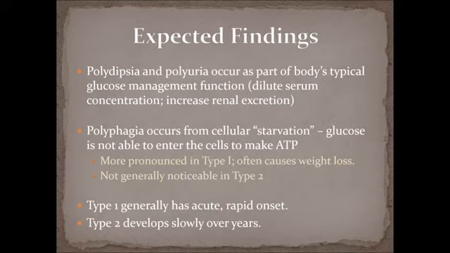Type 1, as I mentioned, generally has a very acute, rapid onset, whereas type 2 develops very slowly over the years. It is very insidious, which is why patients really need to have annual checkups. Part of that needs to be blood work so we can identify trends of glucose impairment before we even get to this point.